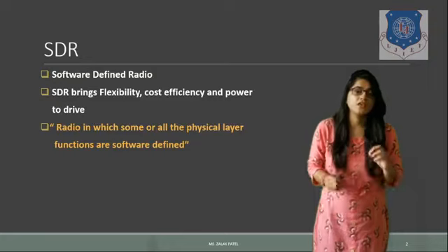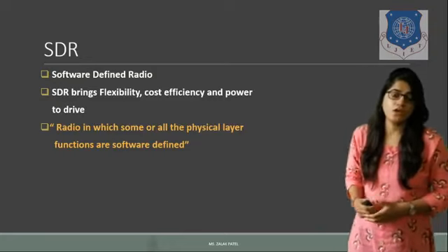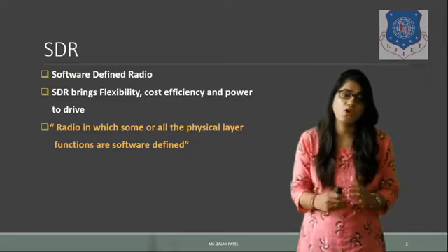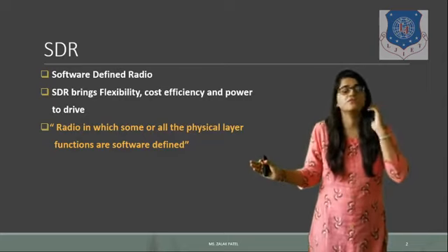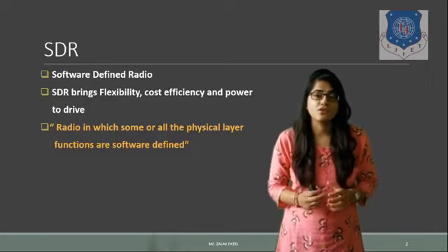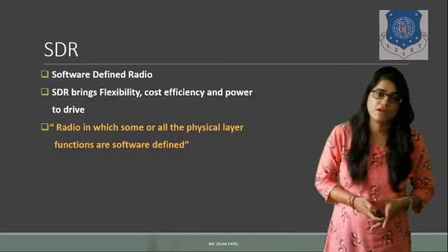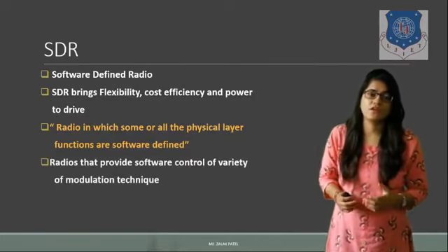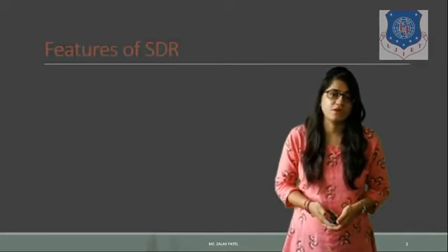So if you want to write the definition, then software-defined radio is a radio in which some or all of the physical layer functions are software-defined. If some or all physical layer functions are software-defined, then this radio is called a software-defined radio. Radios that provide software control of a broad variety of modulation techniques can be used for this purpose.